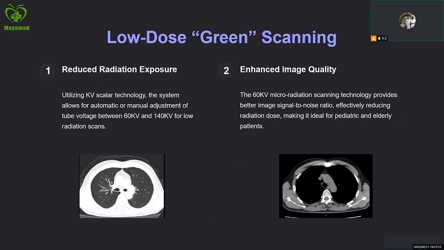And we also have a green scanning platform, which is a low dose platform. We reduce radiation exposure and enhance image quality with a 60 kV micro radiation scanning technology. This technology helps reduce the dose to the patient and the harm to the patient. In the meantime, we can get good image quality as shown below.